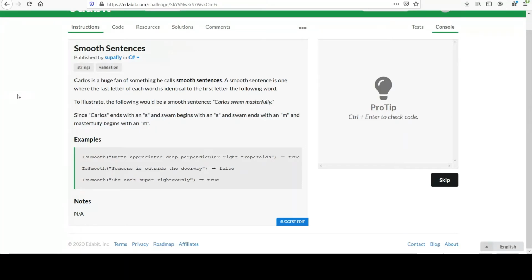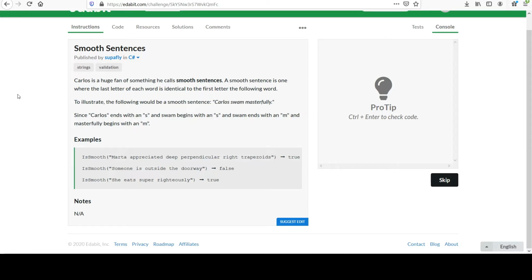To your next challenge entitled Smooth Sentences. Carlos is a huge fan of something he calls smooth sentences. A smooth sentence is one where the last letter of each word is identical to the first letter of the following word. To illustrate, the following would be a smooth sentence.